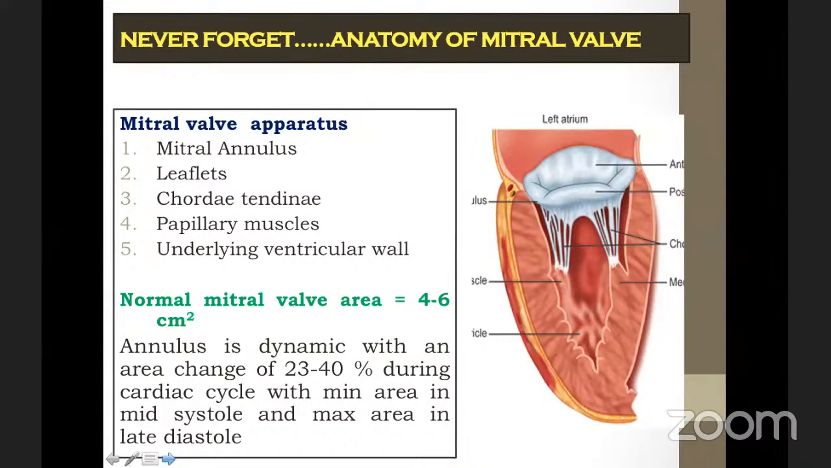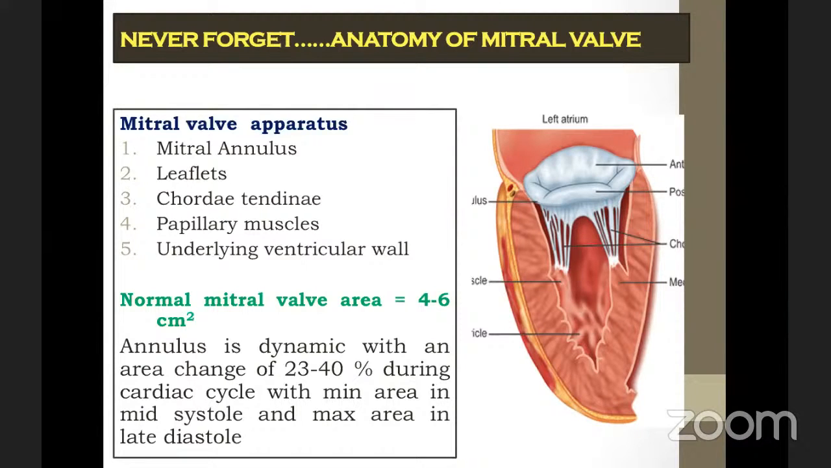While managing a case of mitral stenosis, we anesthesiologists should not forget the basic anatomy of the mitral valve apparatus. It has a mitral annulus, leaflets, chordae tendineae, papillary muscles, and the adjacent ventricle. The normal mitral valve area is 4 to 6 square centimeters. Why is this important? Because the rheumatic process, or most mitral stenotic lesions, involve many parts of the valve apparatus. If one part is damaged, the other part is also dysfunctional. That is why it is important to know the entire valve.